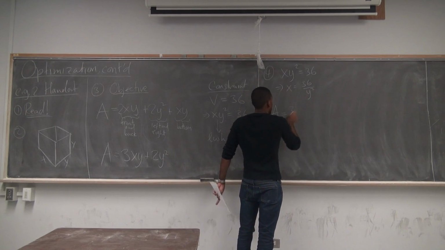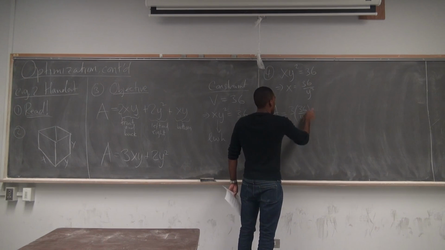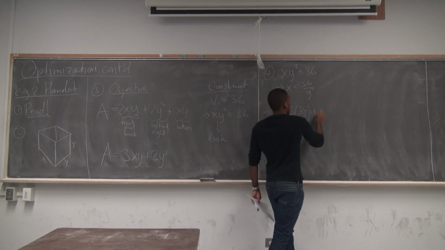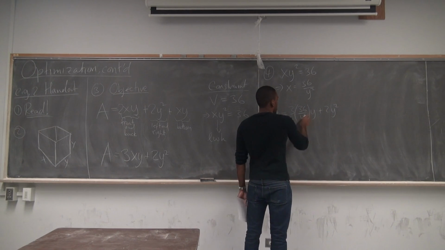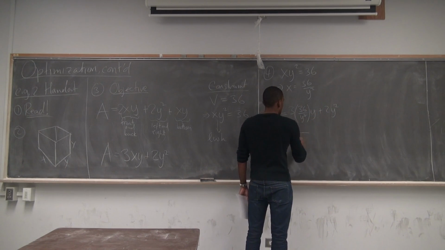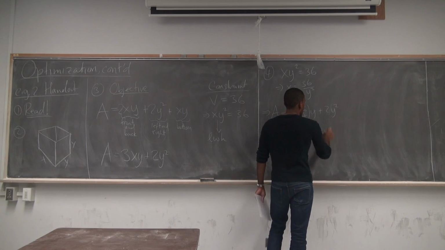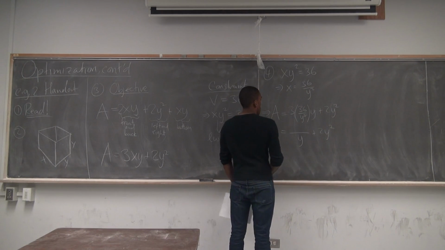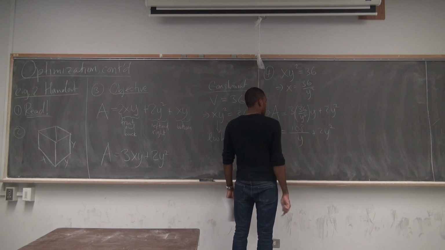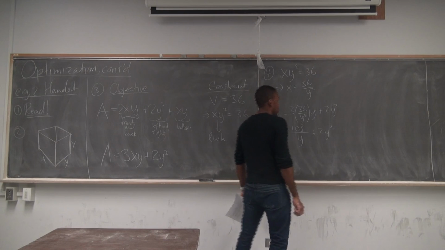So I'm going to have 36 over y squared times y, plus 2y squared. This cancels that. What's 3 times 36? 108. Okay. That was step 4.